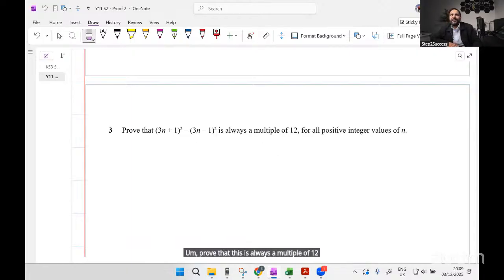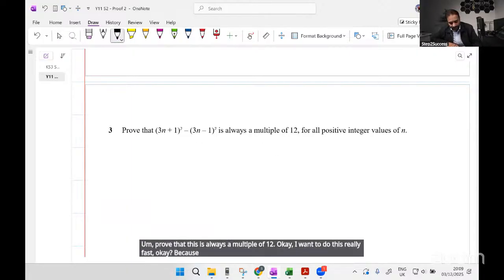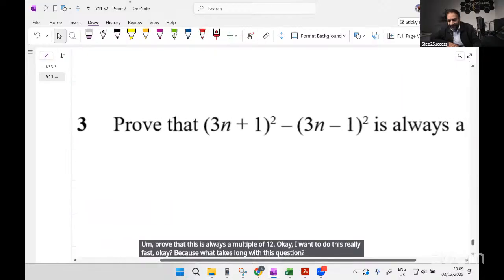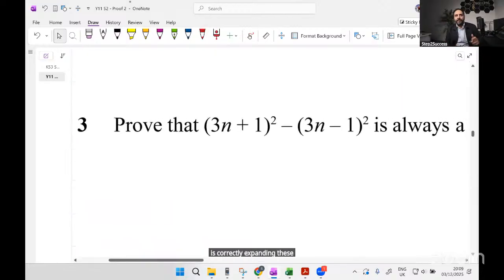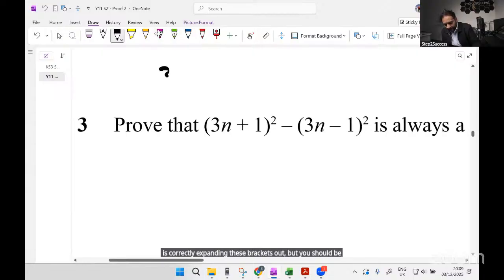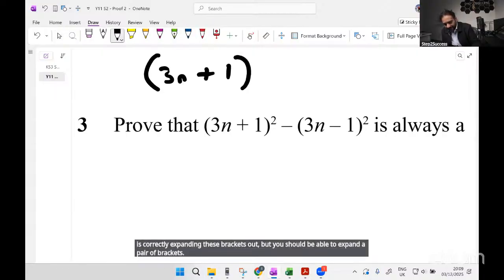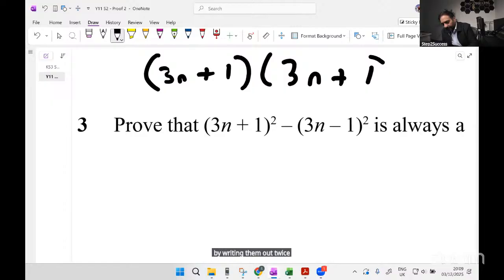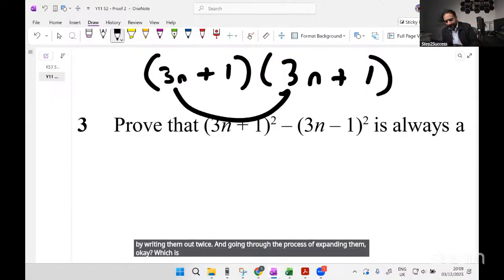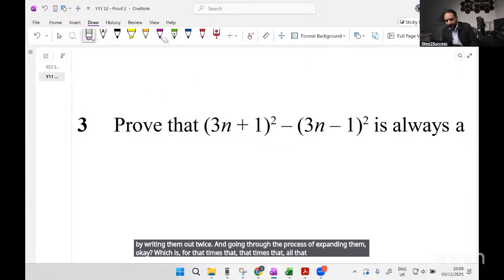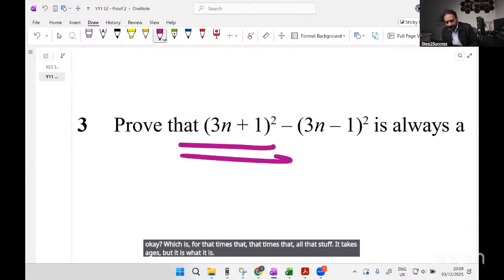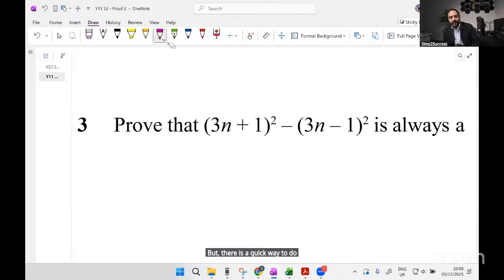Okay, I want to do this really fast, because what takes long with this question is correctly expanding these brackets out. But you should be able to expand a pair of brackets by writing them out twice and going through the process of expanding them, which is for that times that, all that stuff. It takes ages, but it is what it is. But there is a quick way to do these expanding squared brackets, which I'm going to do now.